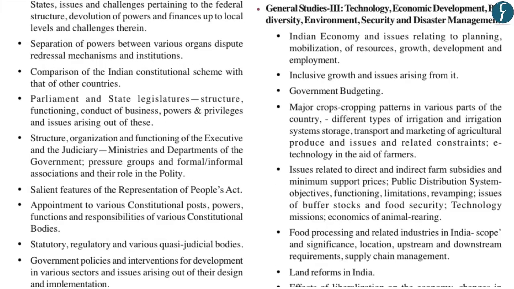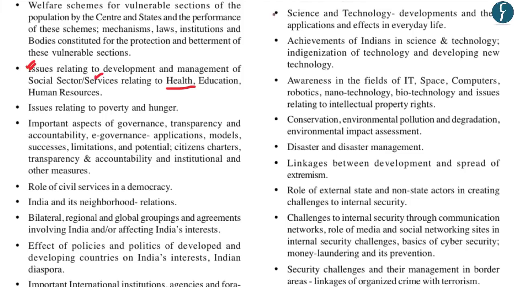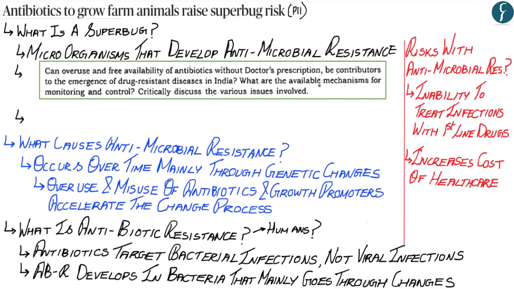And apart from this, it would also be placed in GS paper 3 in the subsection Science and Technology, Developments and their application and effects in everyday life. Now a question was asked in GS paper 3 in the mains examination of 2014, which had asked, can overuse and free availability of antibiotics without doctor's prescription be contributors to the emergence of drug-resistant diseases in India?